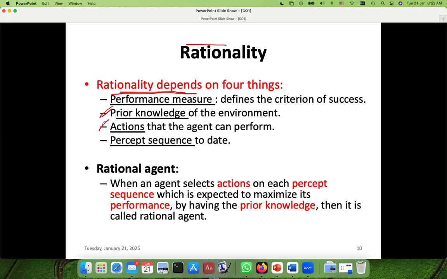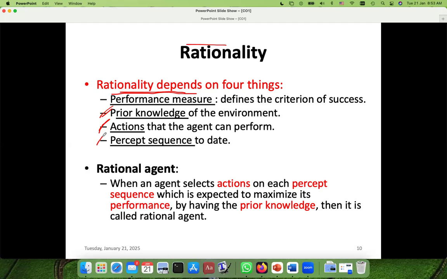And then actions. Of course, your agent has to perform actions in the environment. So you have to define the actions of your agent, those actions that your agent will perform in the environment. So action is the third thing that you have to consider. And then percepts, input. So percept is input, action is output, and prior knowledge is something that you will give as an initial value.